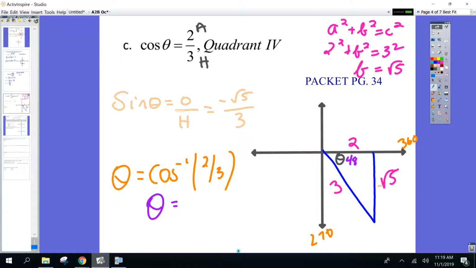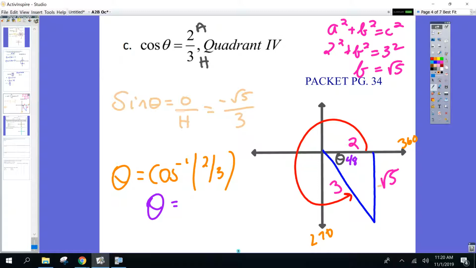I got 48 as my reference angle. What would I do with that 48 to find the angle in the 4th quadrant? Here's what it's asking, Nick. I have an angle right here in the 4th quadrant, which I need to find. That will be my final answer. I know the reference angle is 48. How can I get to that angle now?